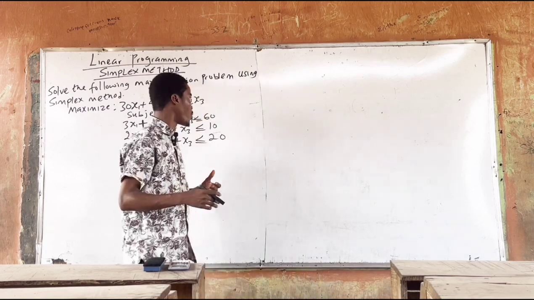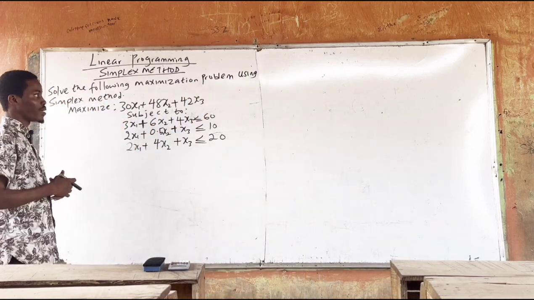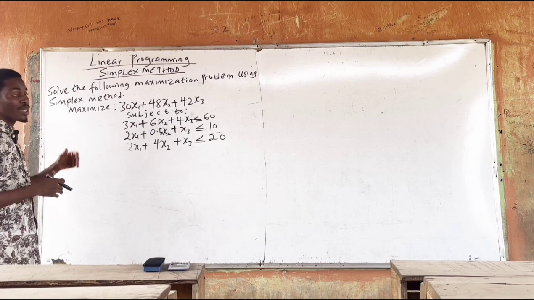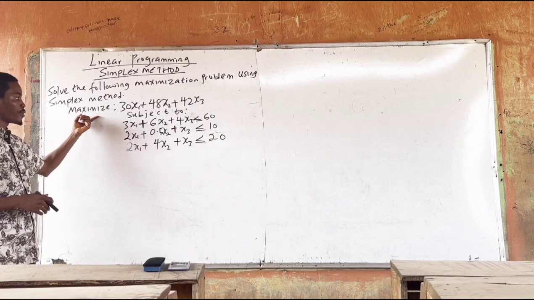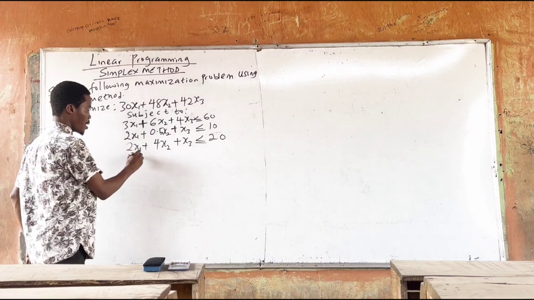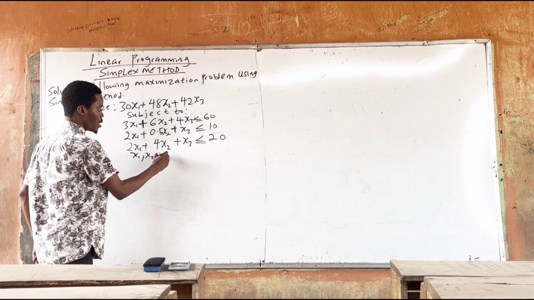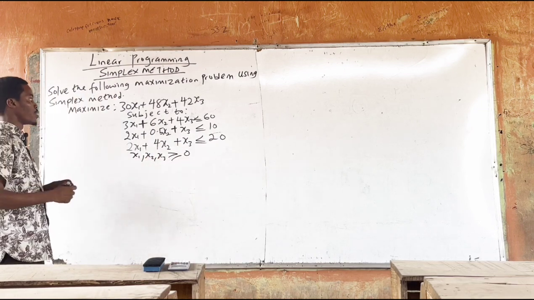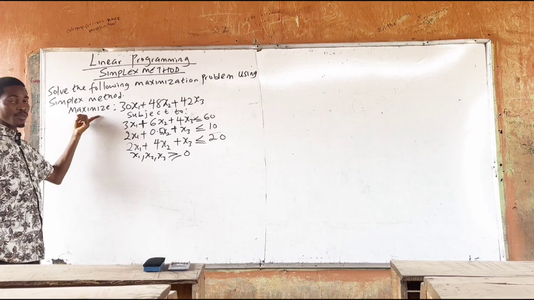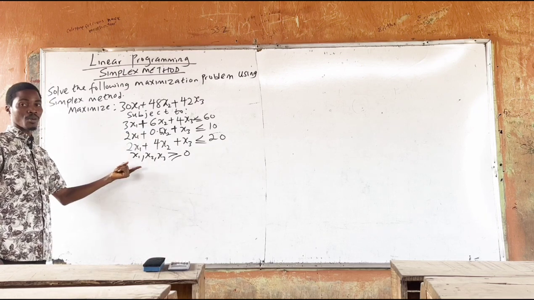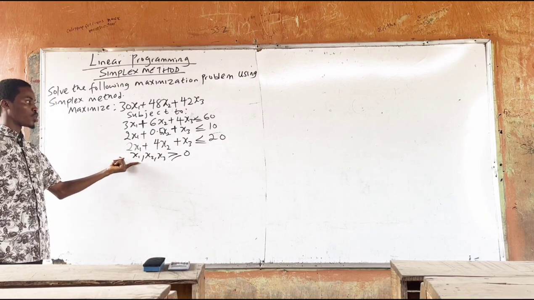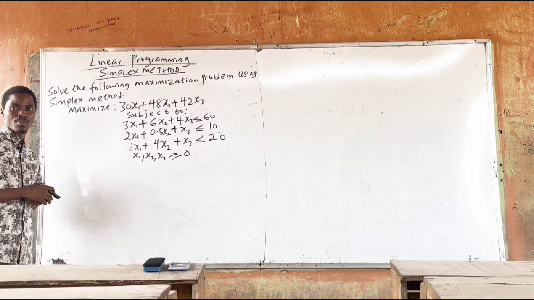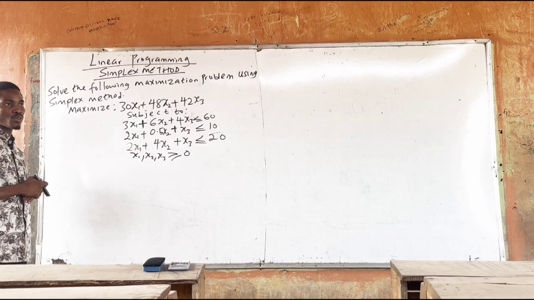We have a question on the board. Solve the following maximization problem using the Simplex method. This is our objective function. x1, x2, x3 is greater than or equal to 0. This is our objective function, this is our constraint, and this is our non-negativity constraint. So how can we solve this linear programming problem using the Simplex method?